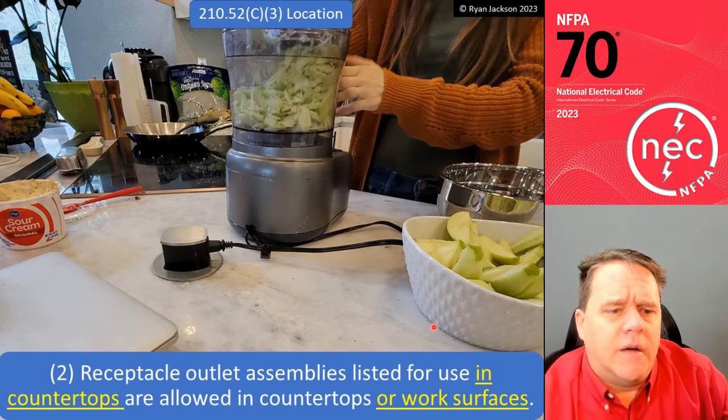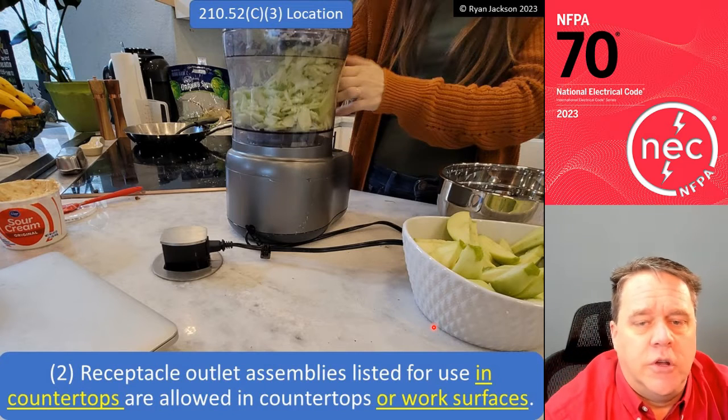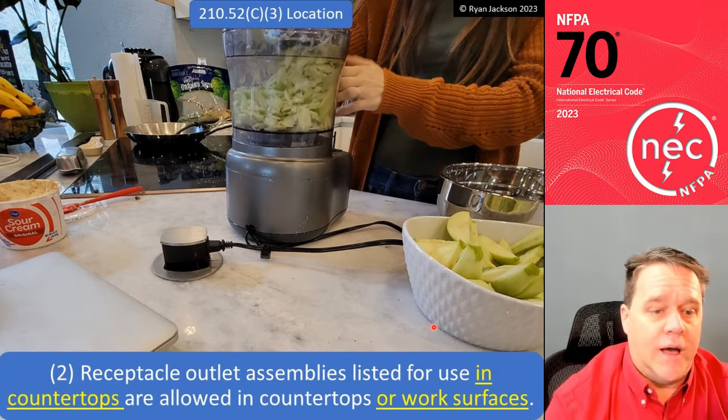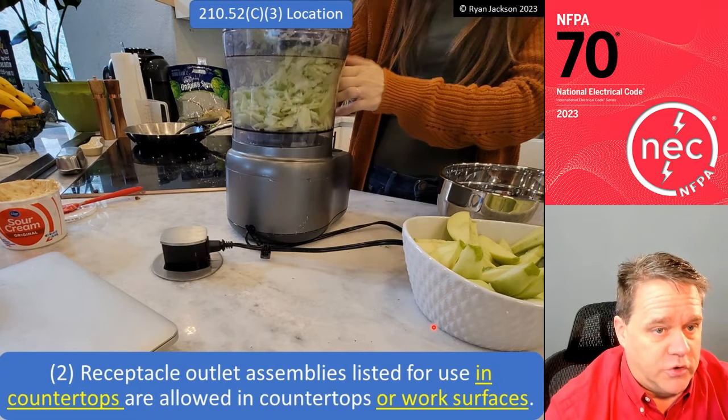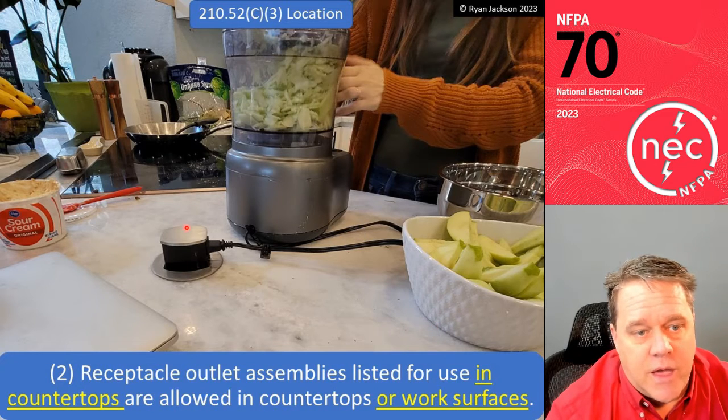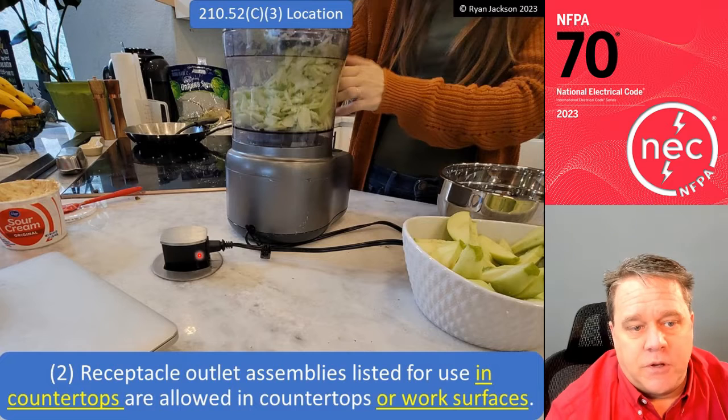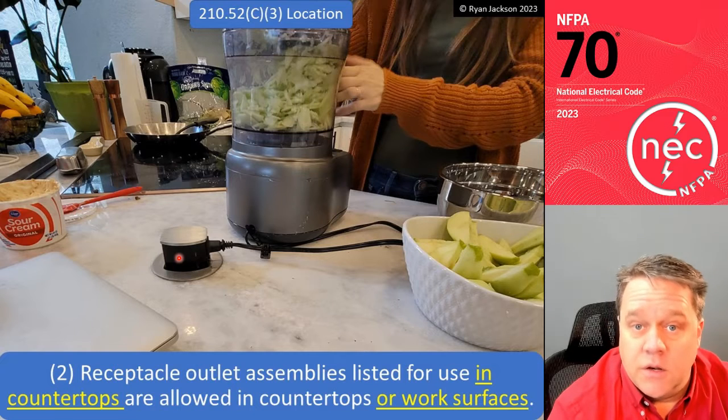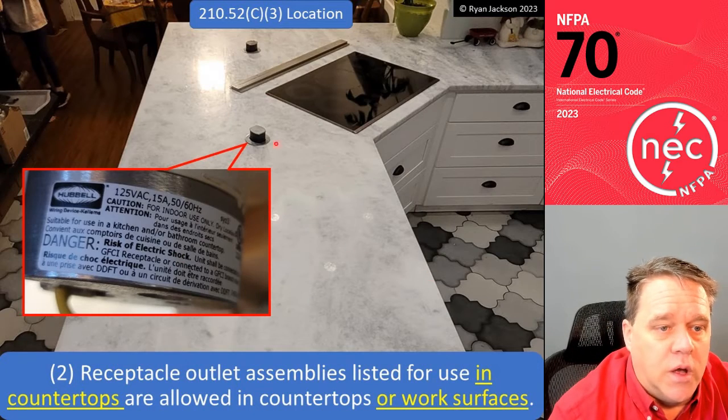You can also have receptacle outlets that are listed for use in countertops. Those are allowed in countertops or work surfaces. All right, so this is a countertop. This receptacle outlet is listed for use in countertops. This particular one is made by Hubbell.